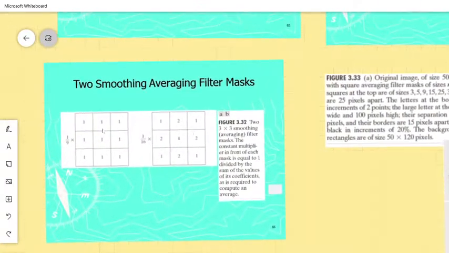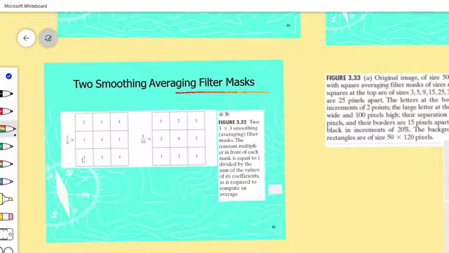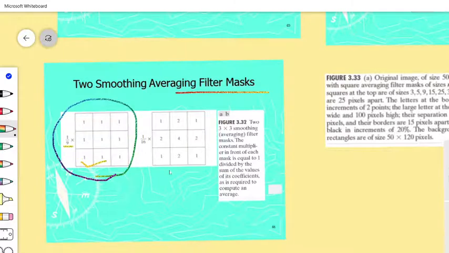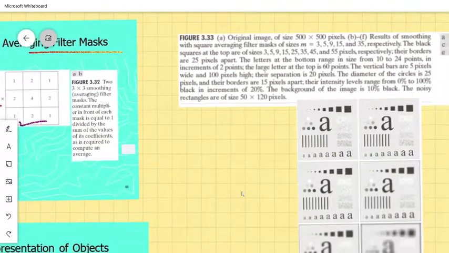Now see an example of two smoothing average filter masks. This is one filter mask. For this we multiply by a constant so that the weights all result in one. And this is the second filter mask. We multiply this by 1/16. These are two 3 by 3 smoothing filter masks, and I'll show another example of how a filter works.